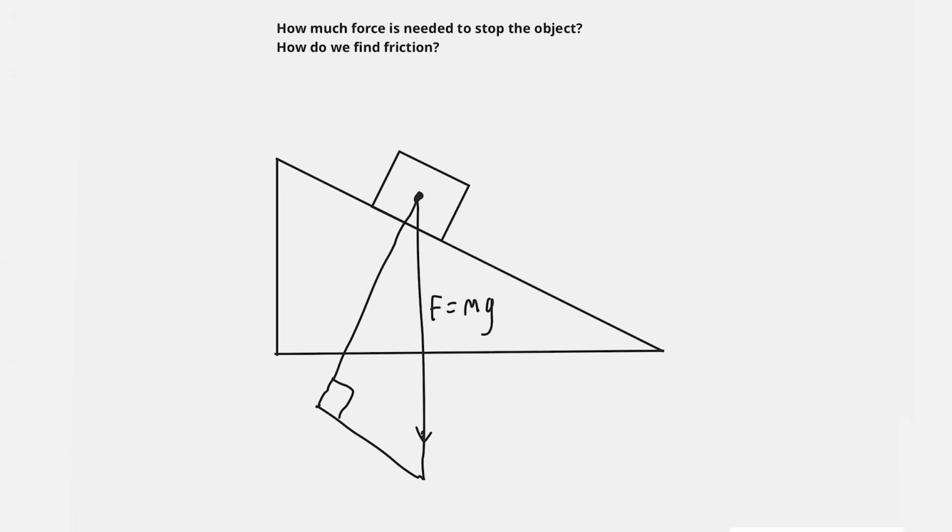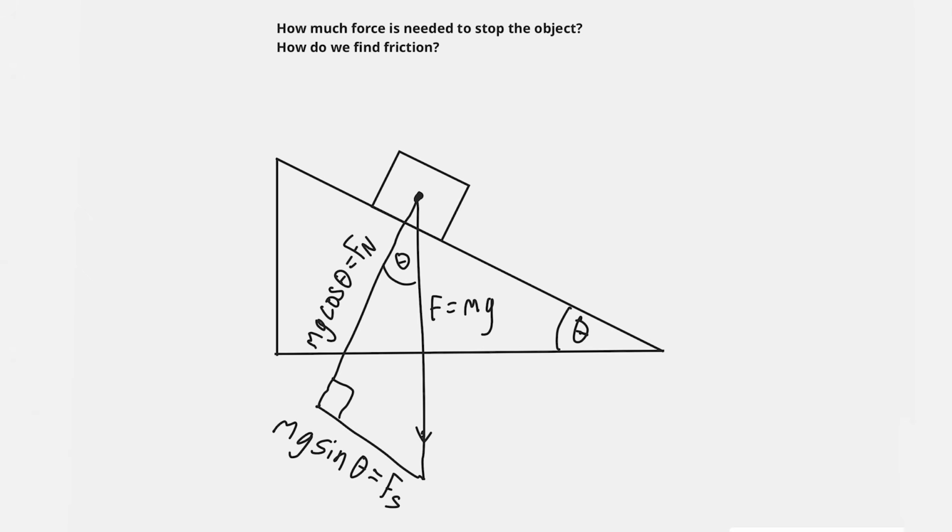For the line that is perpendicular to the ramp, we already established that that is equal to mg cosine theta, and that is the normal force. For the other side, we established that that is equal to mg sine theta. We said that is the force sliding, which is the force pulling the box down the ramp. And theta would be right here on the second triangle, and it is equal to this angle of the original inclined plane.